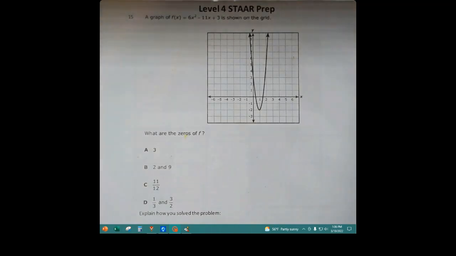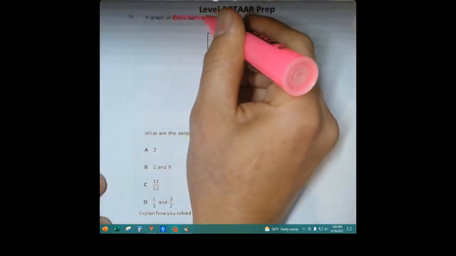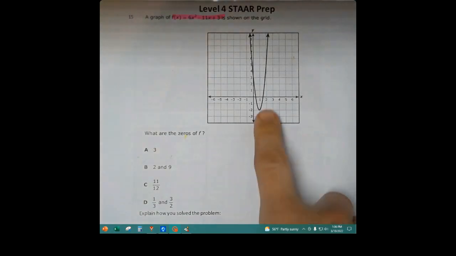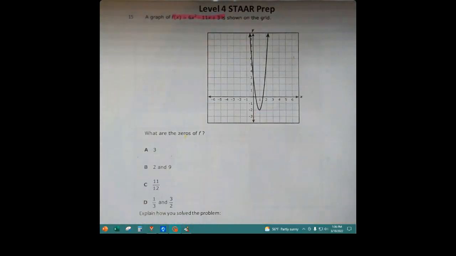Here on number 15, notice it says that a graph of f of x is equal to 6x squared minus 11x plus 3 is shown on a grid. And it gave us a picture here. And it says, what are the zeros of f?